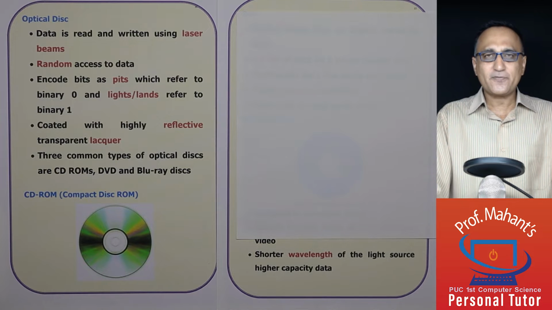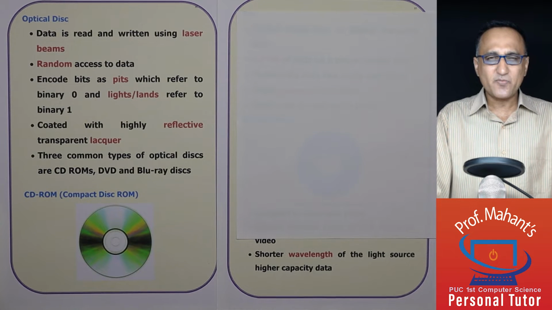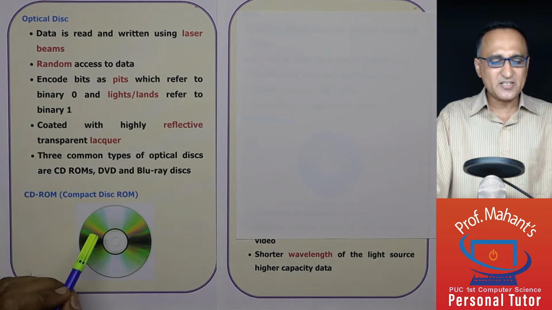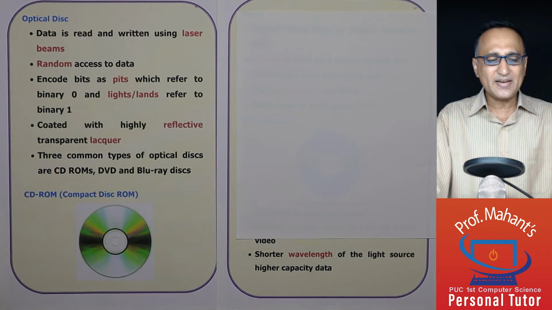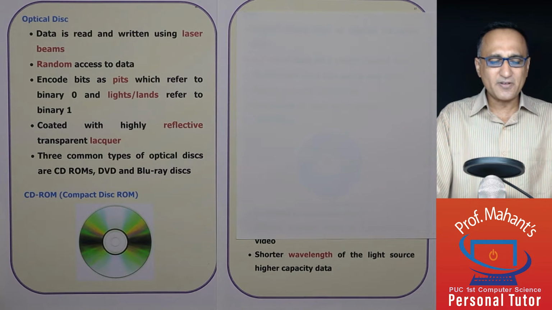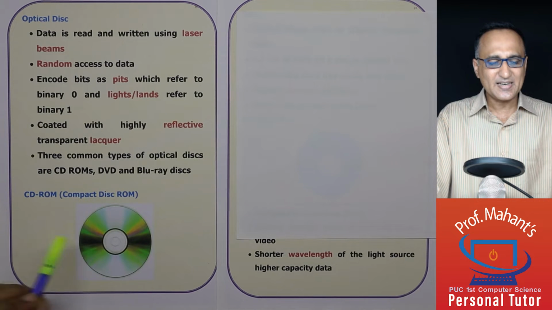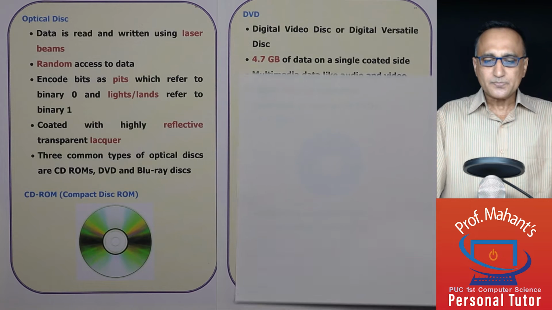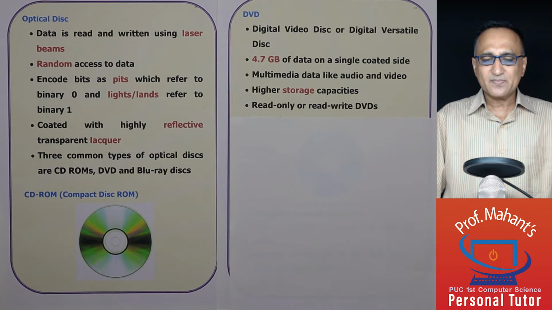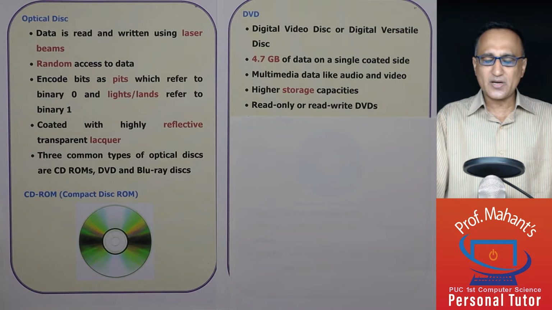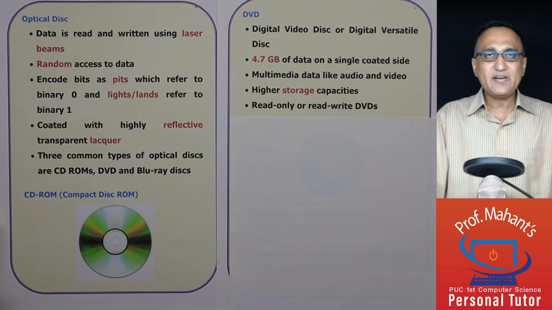The three types of optical discs which you may frequently encounter are CD-ROMs, DVDs and Blu-ray discs. Even CD-ROMs are very infrequently used nowadays. You may end up seeing DVDs or Blu-ray discs. This is an example of a CD-ROM. Now, the DVD also looks very similar to it, so I have not shown the picture. DVD refers to digital video disc or digital versatile disc.